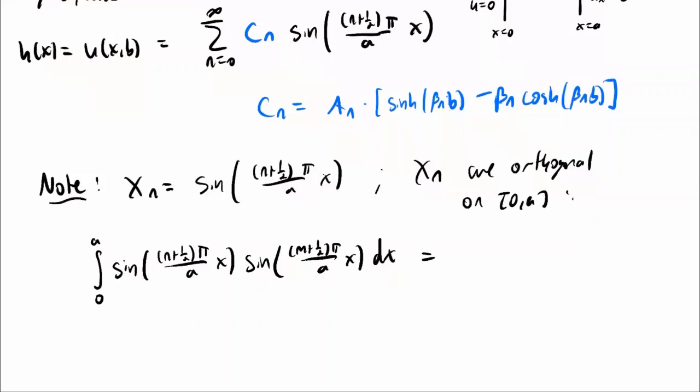Right? This is essentially the inner product of these two functions, right? So I have xn here and xm here. It's the inner product on 0 to a, normalized by some constant, multiplied by some constant. Well, this is going to be equal to 0 if n doesn't equal m. And if n equals m, I believe it should be equal to a over 2. Right?